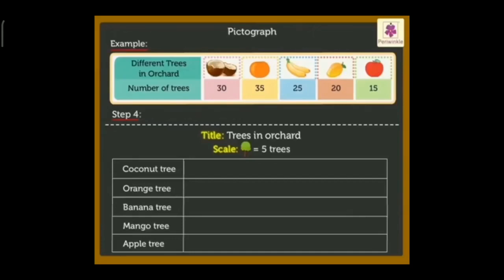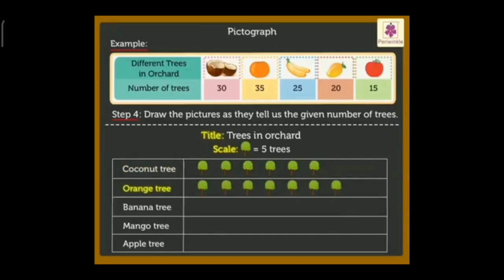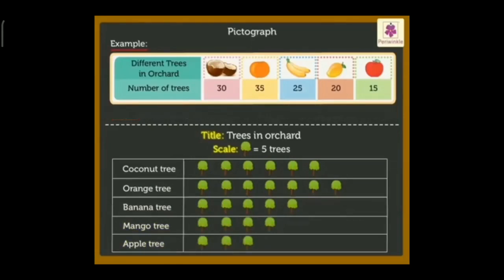Now step 4, draw the pictures as this tells us the given number of trees. So draw 6 trees for coconut tree, 7 trees for orange tree, 5 trees for banana tree, 4 trees for mango tree, and 3 trees for apple tree. To draw it, you can divide this given number of trees by the scale 5. Then you will get the actual number of trees to draw.